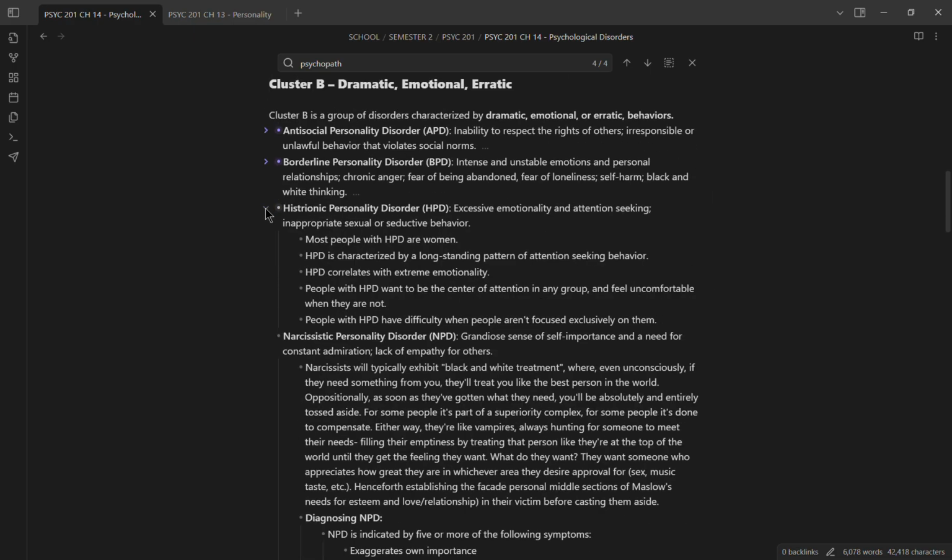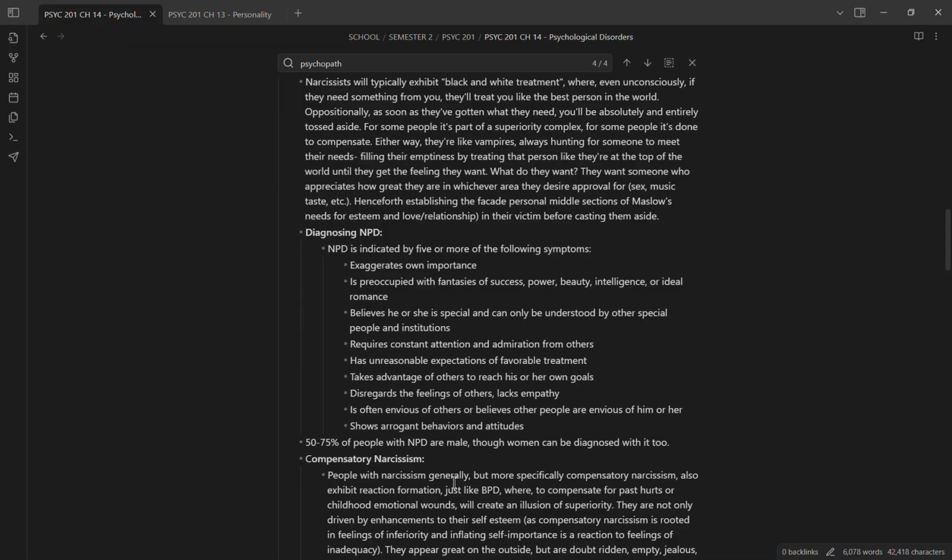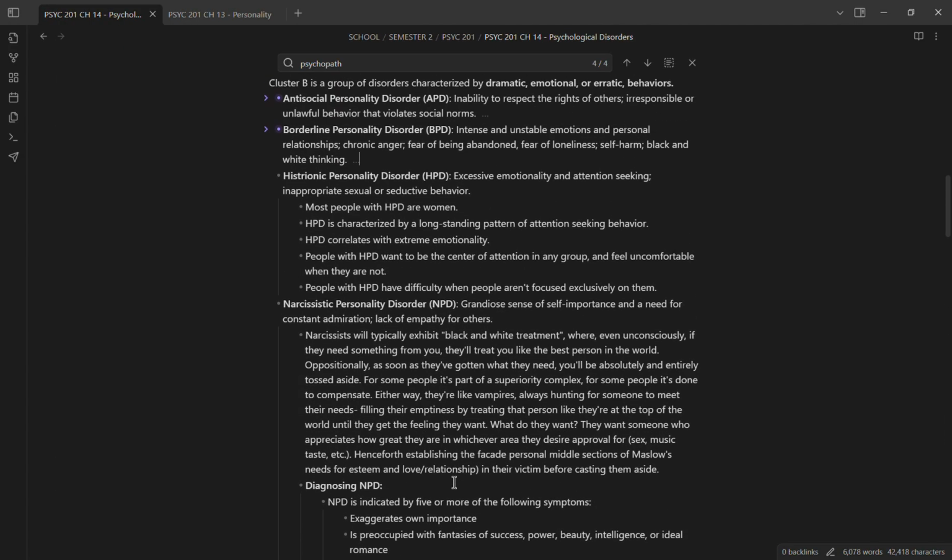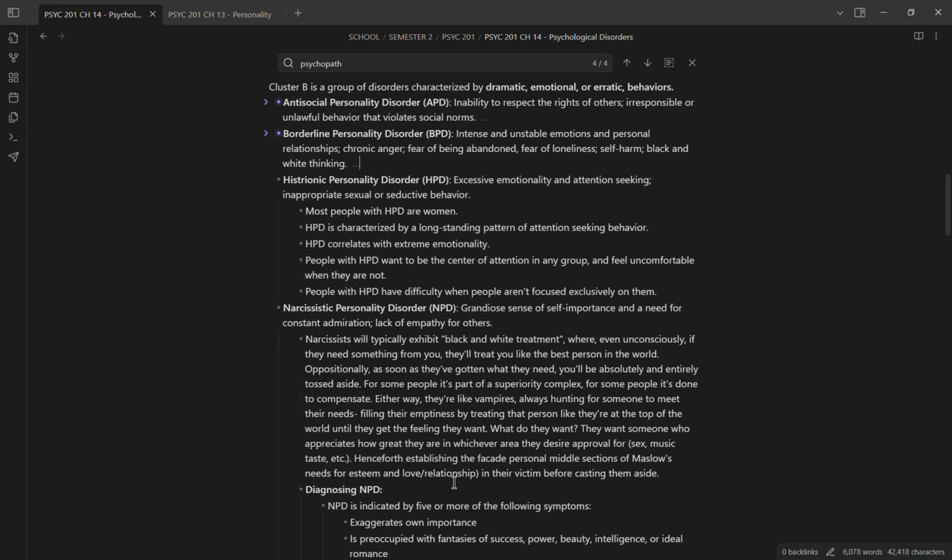Another cluster B personality, we have histrionic personality disorder. So histrionic personality disorder is excessively displayed in women, while narcissism is generally and predominantly displayed in men. Histrionic personality disorder is excessive emotionality and attention seeking, usually depicted by inappropriate sexual or seductive behavior. Again, most people with HPD are women.